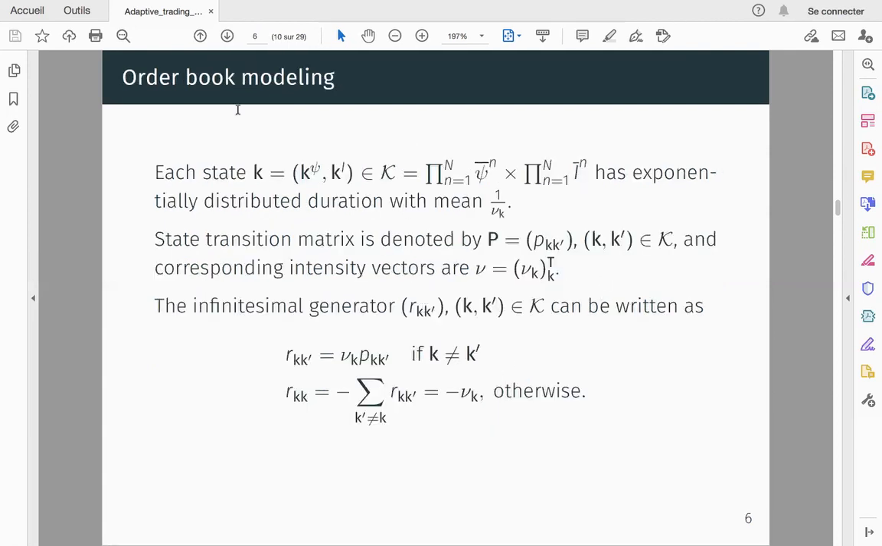So if we now talk about the modeling of the LOB, each state, and when we say state, we mean all the states of spread and imbalance on all the liquidity venues, has an exponentially distributed duration with mean 1 divided by nu k. So just bear in mind the following.